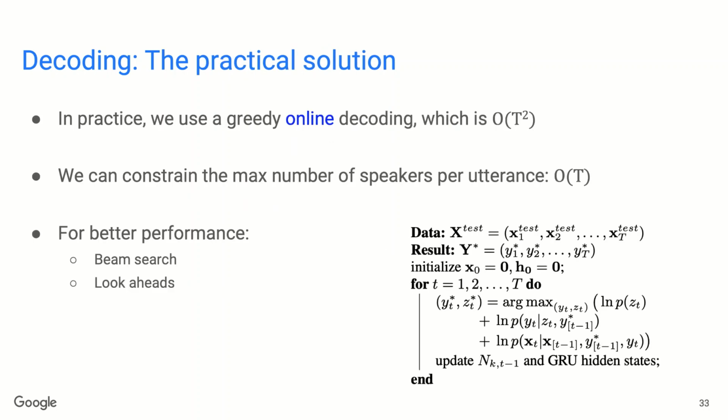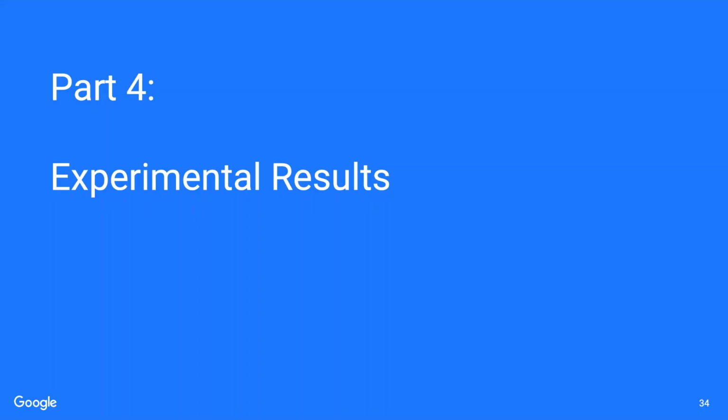So in practice, we use an online greedy decoding algorithm whose complexity is big O of t squared, or big O of t if we add an upper bound to the number of speakers. For better performance, we also use beam search and look ahead during the decoding. Okay, that's all for UIS-RNN. Let's look at our experimental results.